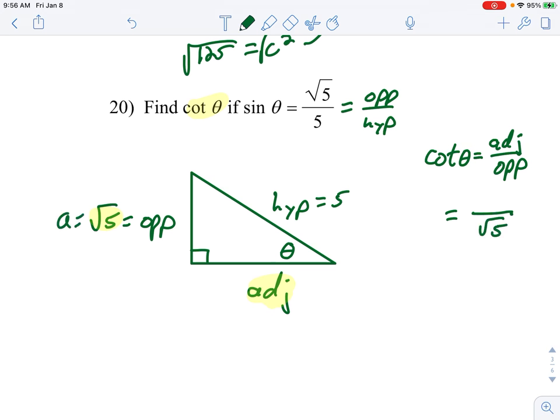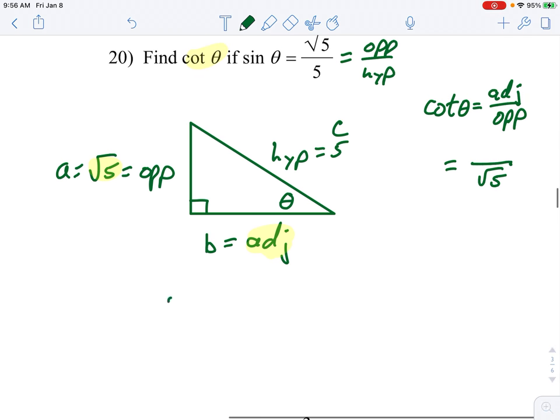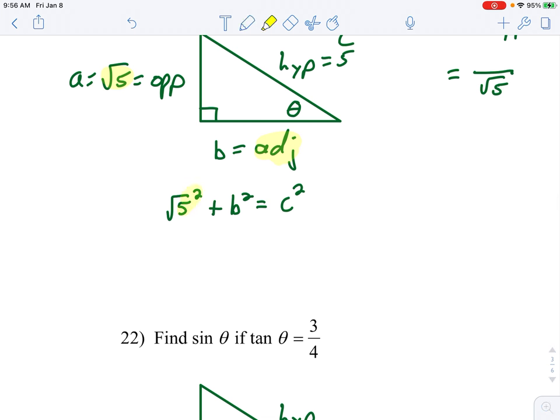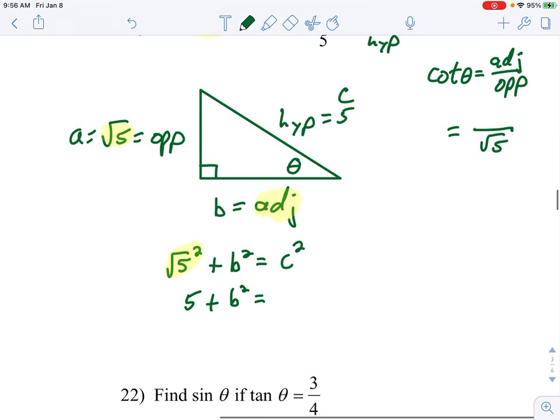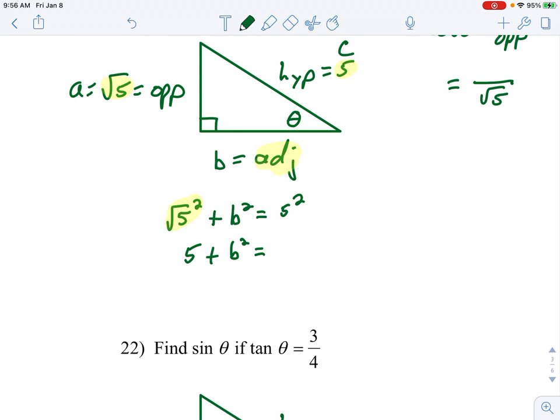So here we go. I'll call this A. I'll call this B. Hypotenuse is C. So radical 5 squared plus B squared equals 5 squared. When you square a square root, they cancel, so you get 5 plus B squared equals, oh wait, that was kind of dumb. I should not have put C squared there. C is a 5. I should have put 5 squared. Sorry about that. 5 squared is 25. Subtract 5 on both sides. B squared equals 20. Square root both sides.